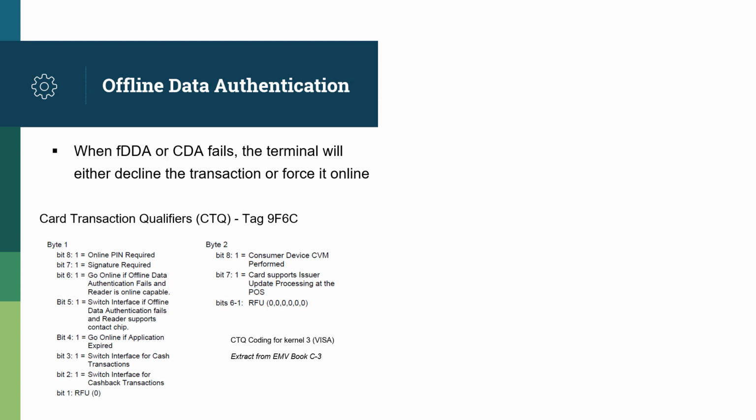With kernels 3 and 7, the terminal would receive the card transaction qualifiers from the card, tag 9F6C, and this time we need to focus on different bits. The card issuer may have left instruction for any terminal to force the transaction online, even if the card approved it offline, in the case where it turns out that offline data authentication fails, if the reader can go online. The card issuer may also have left instructions for any terminal to fall back to chip insertion if offline data authentication fails, if the terminal has a chip slot. So you can see, those are ways for card issuers to protect themselves if something looks fishy.